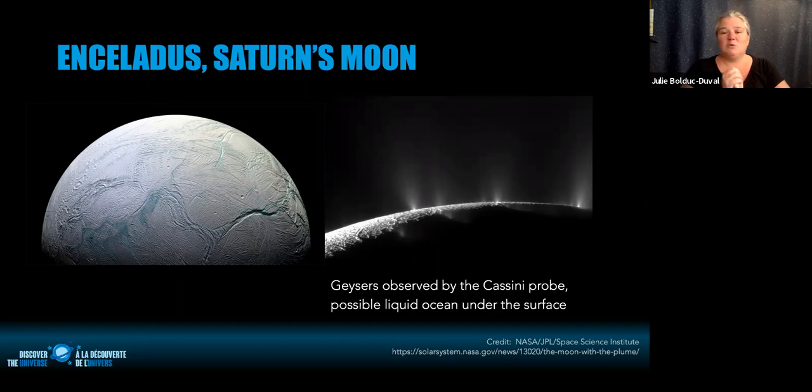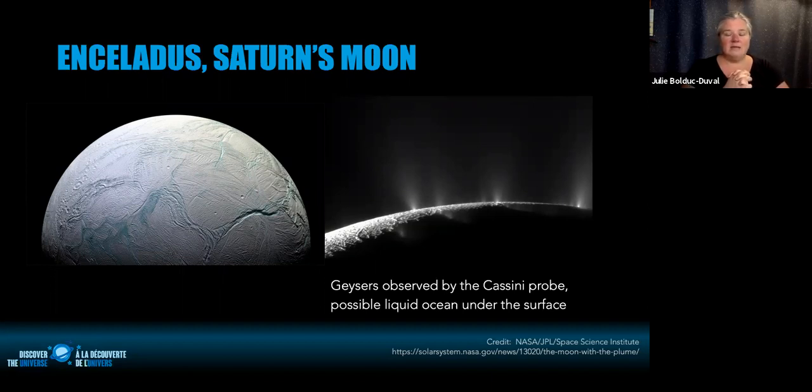But the Cassini probe, which visited the Saturn system for many years, took pictures of what looked like geysers. So there's basically liquid water coming out from underneath the surface. So Enceladus is now one of the best places to look for liquid water far away in the solar system, because we have pretty good proof that there is a possible liquid ocean under the surface. So it's a very interesting world, and we didn't expect that from such a small object in the solar system. So yes, it's very icy.